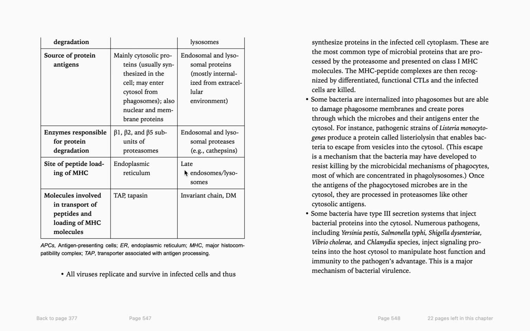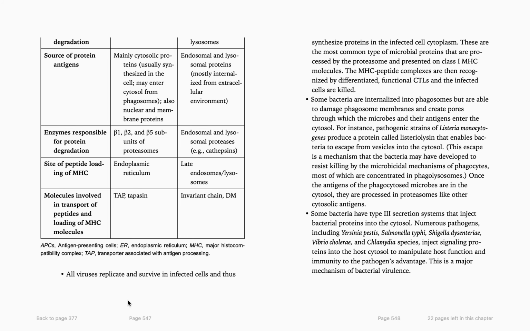So here you remember one of the parts from the reticular endothelium was detached with MHC, then it combined together with peptide protein. Molecules involved in transport of peptide and the loading of MHC molecules: here TAP, it's always TAP 1 and TAP 2, also tapasin. Here invariant chain and DM. These are responsible. So what is DM? The DM is actually not defined here, but TAP is transporter associated with antigen processing.